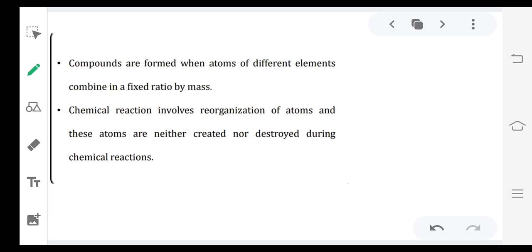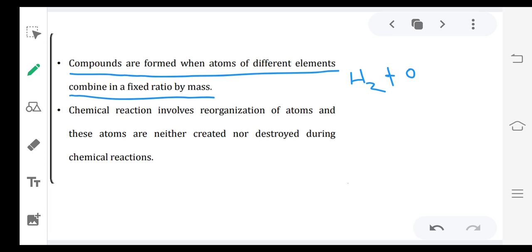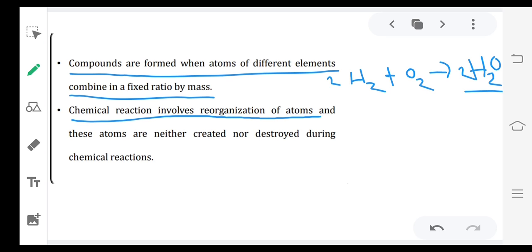Next, compounds are formed when atoms of different elements combine in a fixed ratio by mass. Yes, when elements combine in a fixed mass ratio, then you get compounds. So this is one example: 2H2 plus O2 gives 2H2O. Next, a chemical reaction involves a reorganization of atoms, and these atoms are neither created nor destroyed during a chemical reaction. So these are the postulates of Dalton's atomic theory.